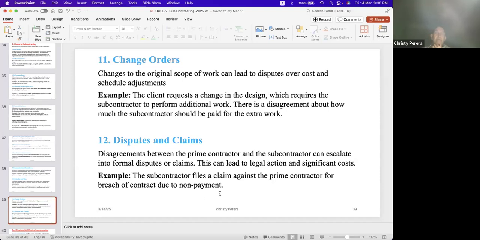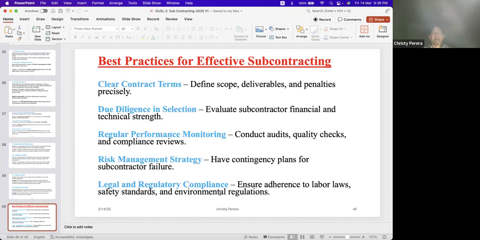Okay, those are the important things to be noted. Best practices for effective subcontracting. I just went through that: clear contract terms, very clear; due diligence in selection; regular performance monitoring. I have explained all these things, right? Risk management strategy and legal and regulatory compliance. That's all.